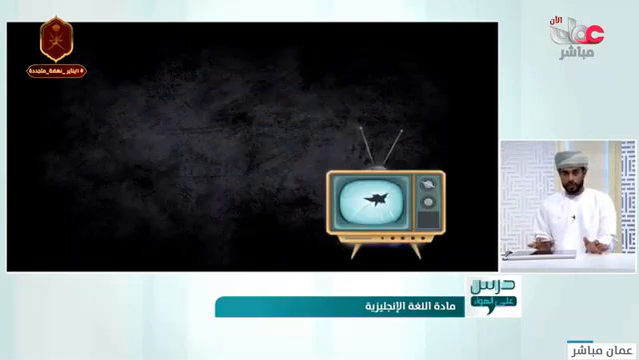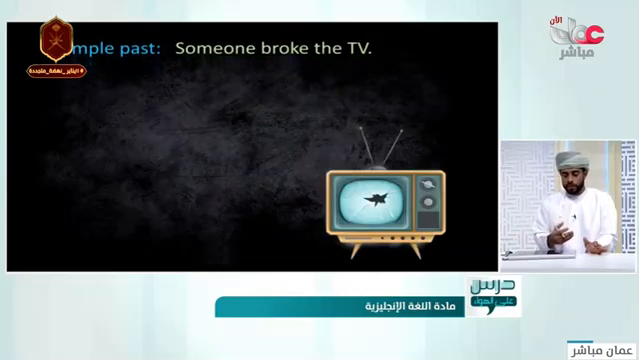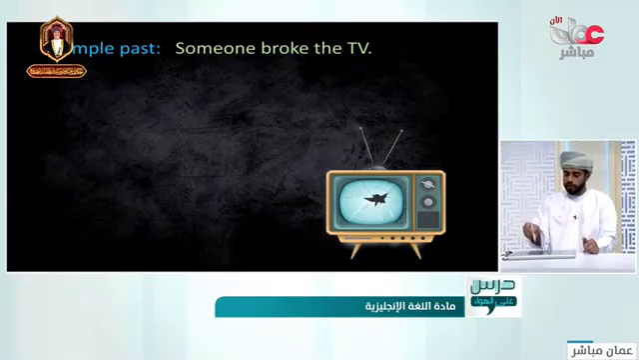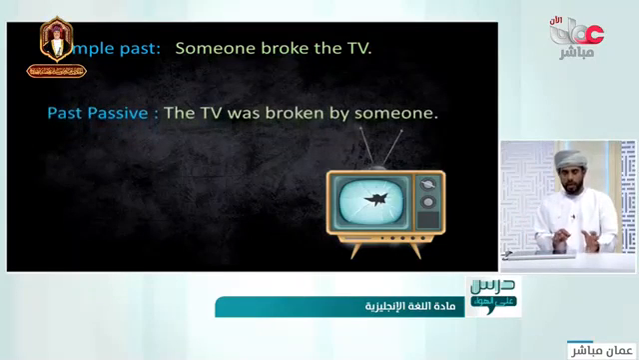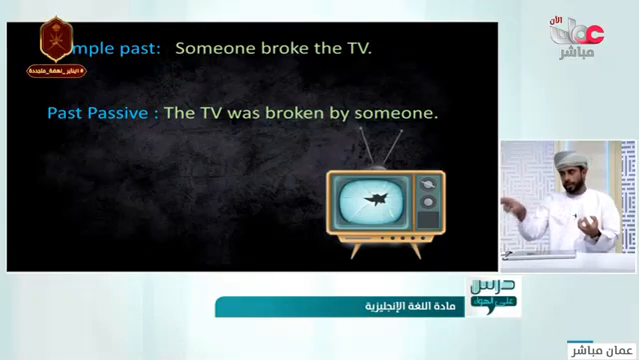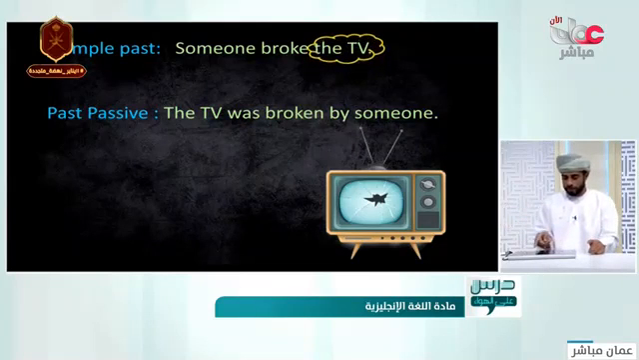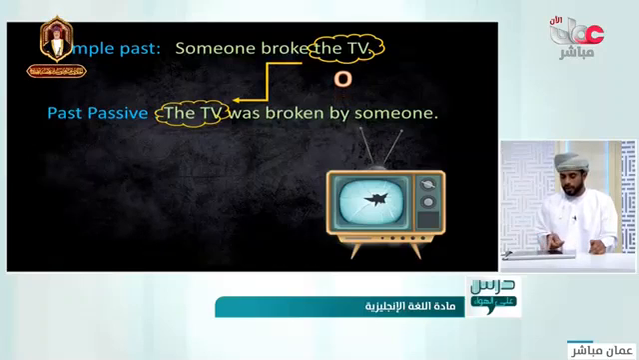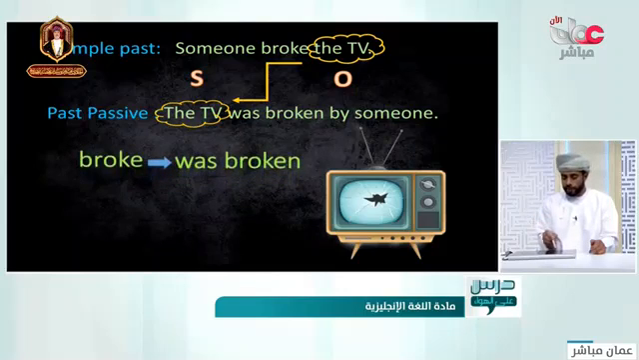Have a look at this TV. It is broken. In the past simple, we say someone broke the TV. That person, whom we don't know, came and broke the TV. So the TV received the action. And we can say the TV was broken by someone. What happened there? As you can see, the word TV moved to the beginning of the sentence. The object became the subject, and something also happened to the verb. The word broke became was broken.